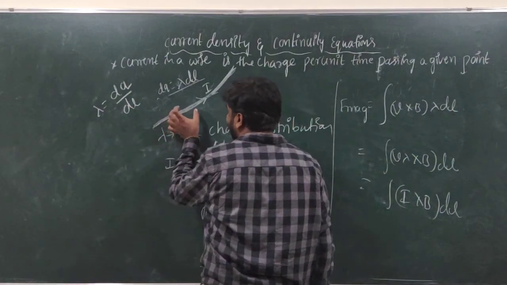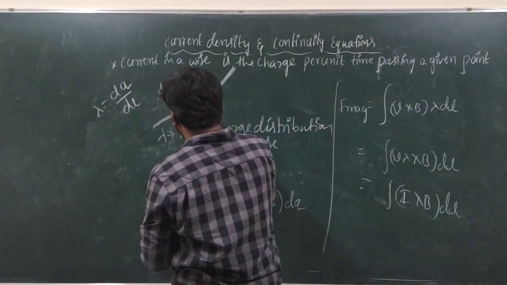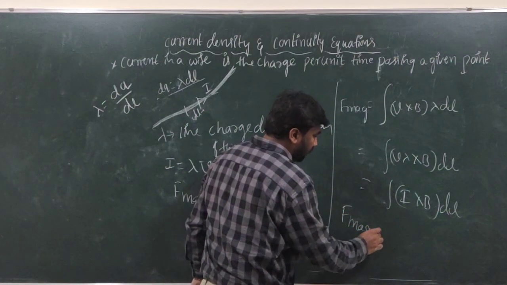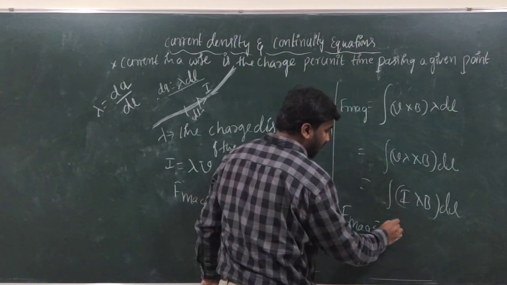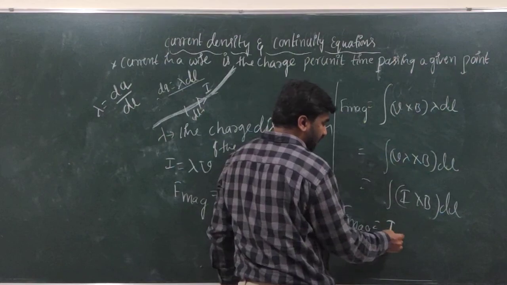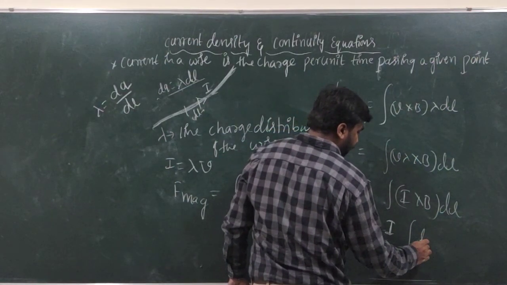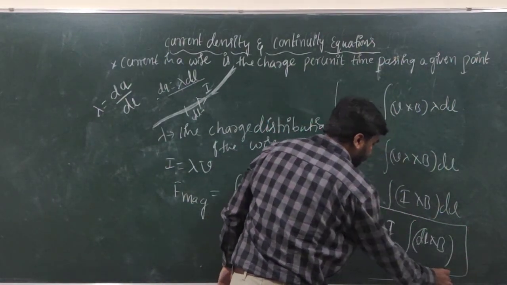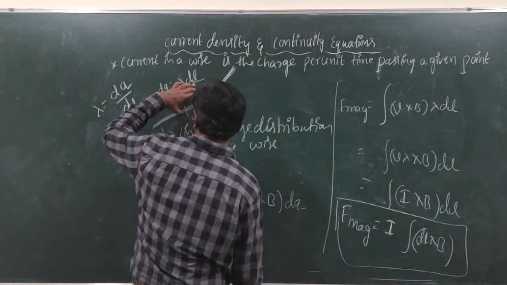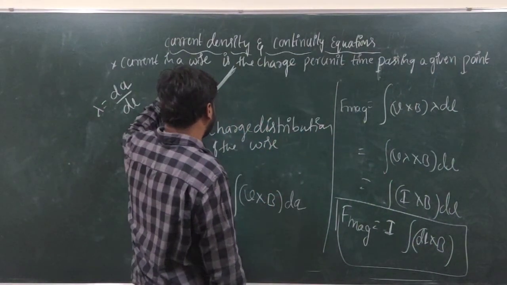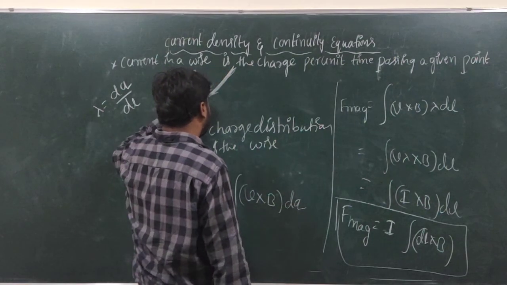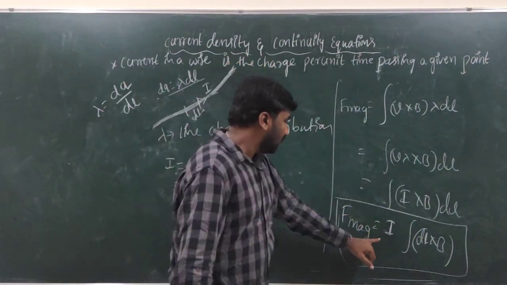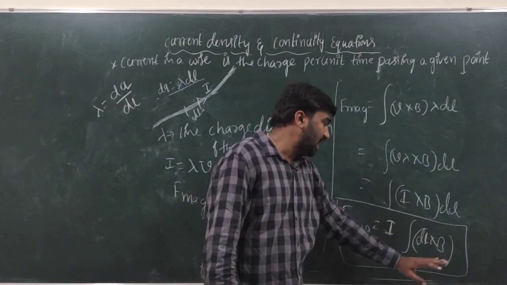The length element dl is in the direction of the current. This is a steady current I which does not change with respect to time, so I can take it outside the integral: F magnetic is equal to I into the integration of dl cross B. This is the total force due to the magnetic field on this wire. So if I place a conductor carrying a current I in an external magnetic field, the force on this wire is F magnetic is equal to I into the integration of dl cross B.